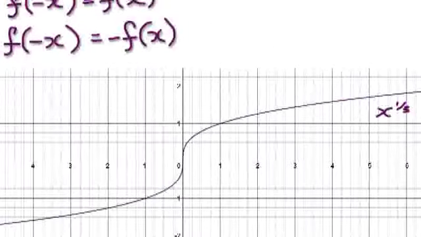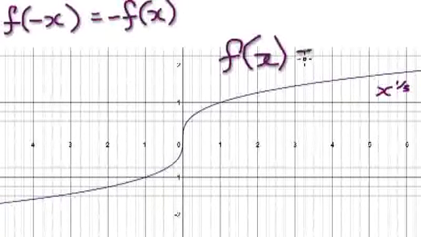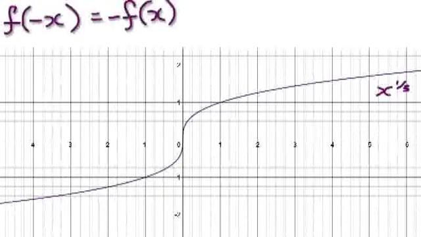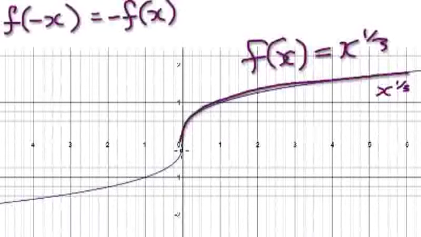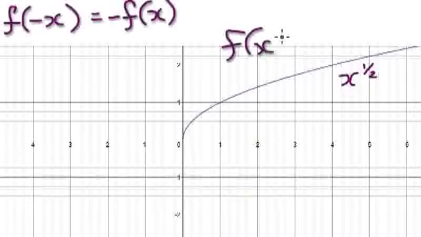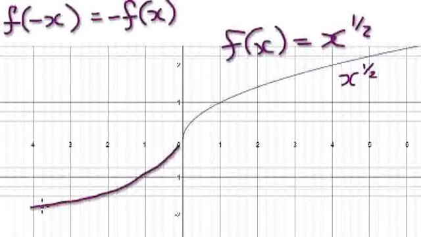It will look like this. If you plot a graph of f of x equals x to the power of a third, it is able to enter the negative realm. But if you plot a graph of f of x equals x to the power of a half, it cannot enter the negative realm.